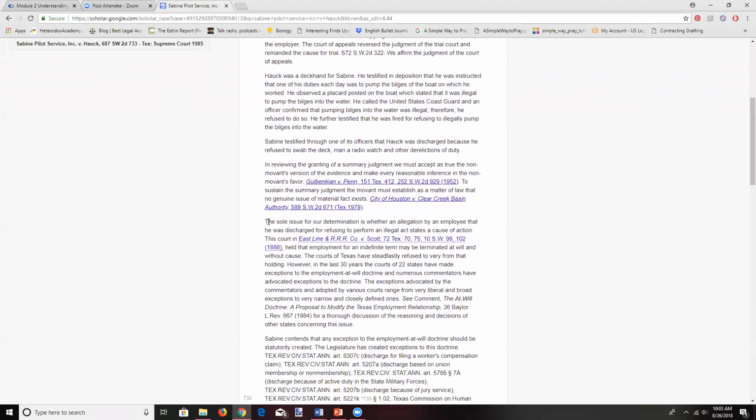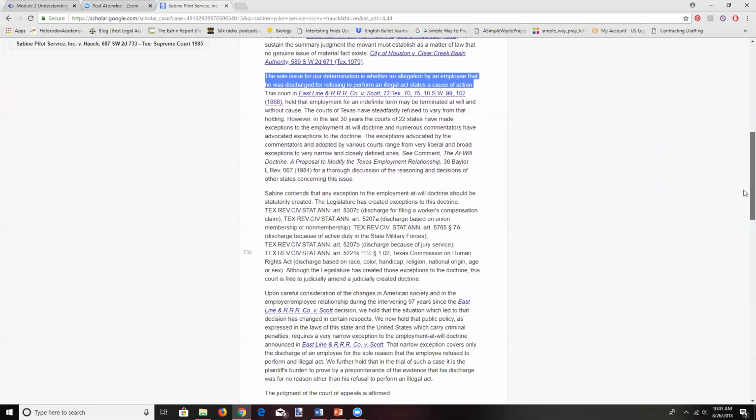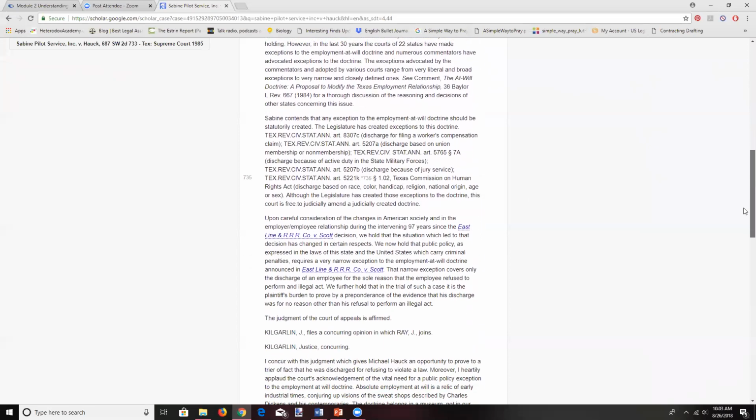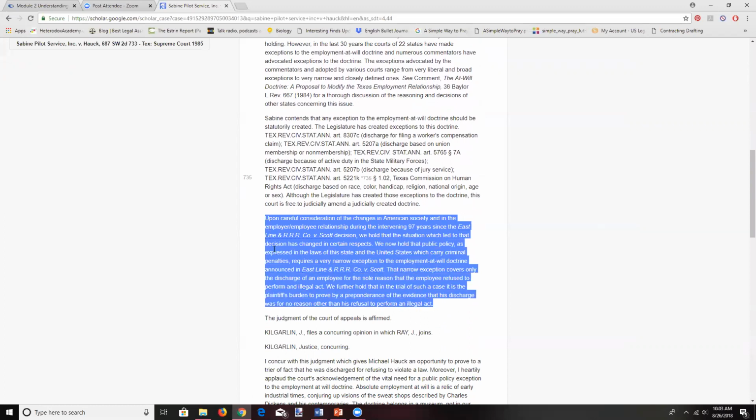We can see here's a statement about the issue of the case. The sole issue for our determination is whether an allegation by an employee that he was discharged for refusing to perform an illegal act states a cause of action. And again, as we see here, we'll see all of the facts of the case above. And here we have an announcement of the holding. We'll just read this whole paragraph.